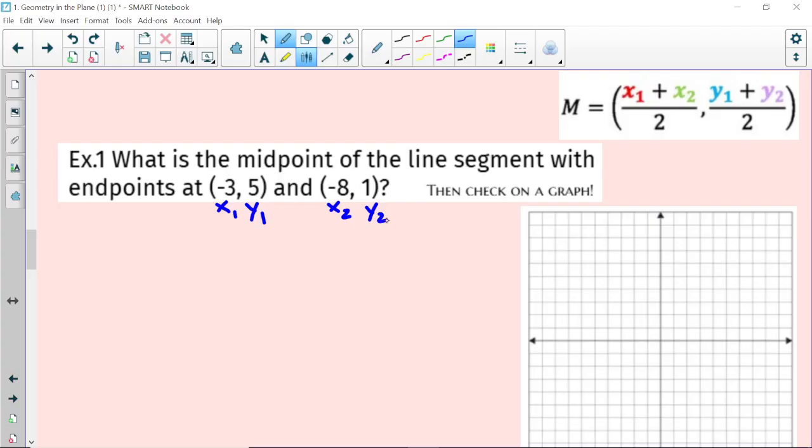Labeling is a super helpful, important step. Because if you mix up your labeling or you skip out on labeling, you might be putting stuff in the formula incorrectly and getting a completely different answer. So labeling is going to be a super helpful, important step.